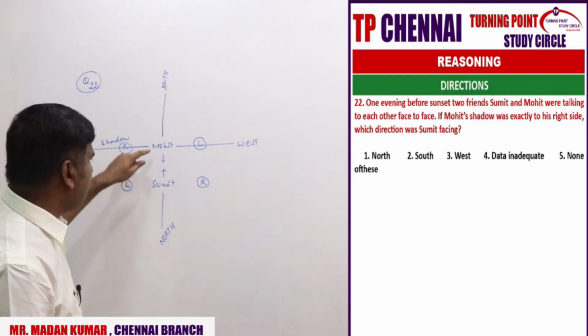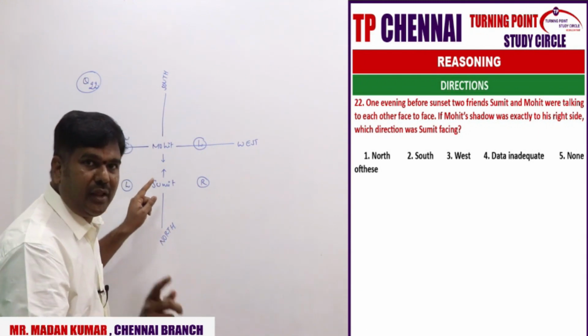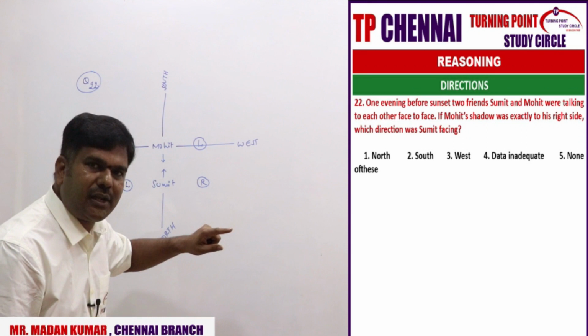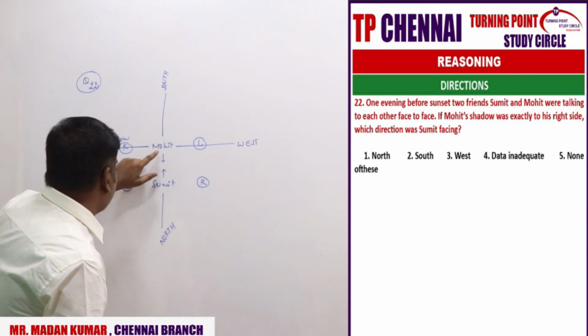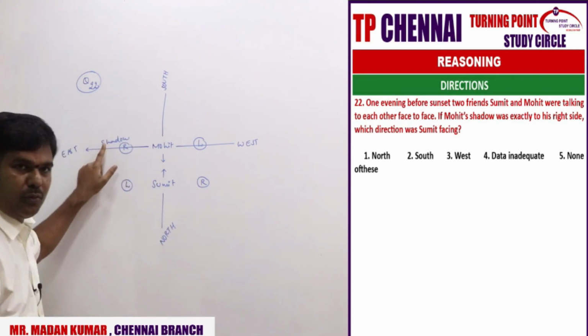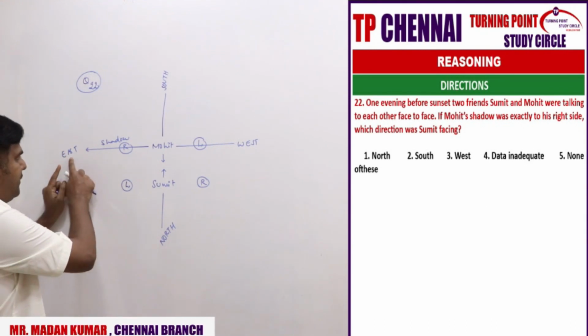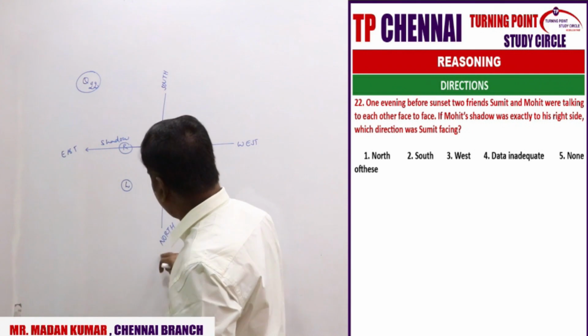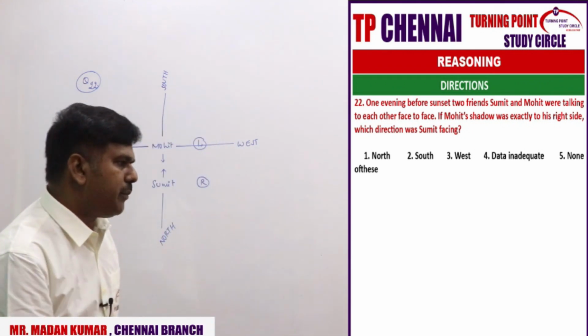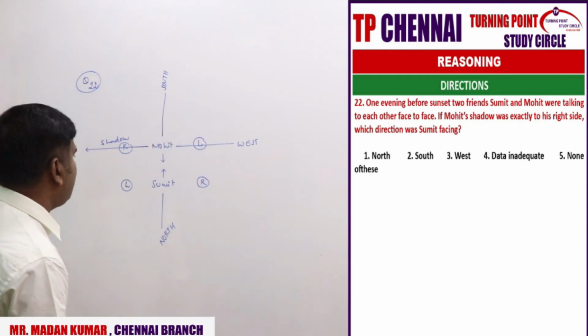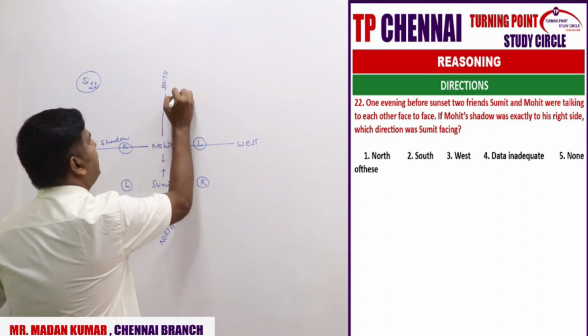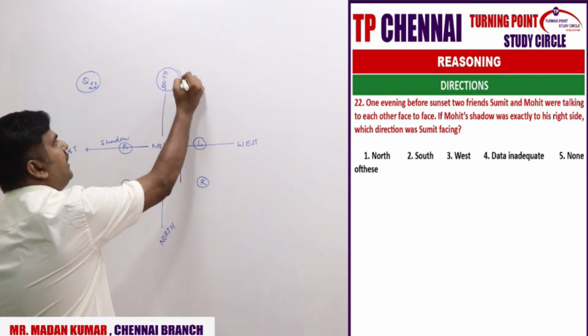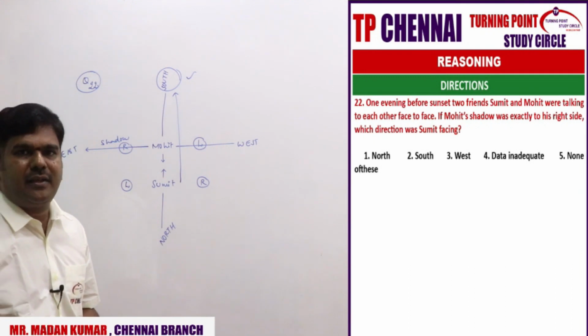So Mohit and Sumit are face to face. So it is evening, so shadow will be in which direction? East direction. So Mohit's right side, this one right side, shadow falling in the east direction. If it is east, opposite will be west. Whenever you are facing east, your right side will be south and left side will be north. What is the question being asked, ma? Which direction Sumit was facing? Sumit was facing the south direction. So we can easily tell Sumit was facing south direction.